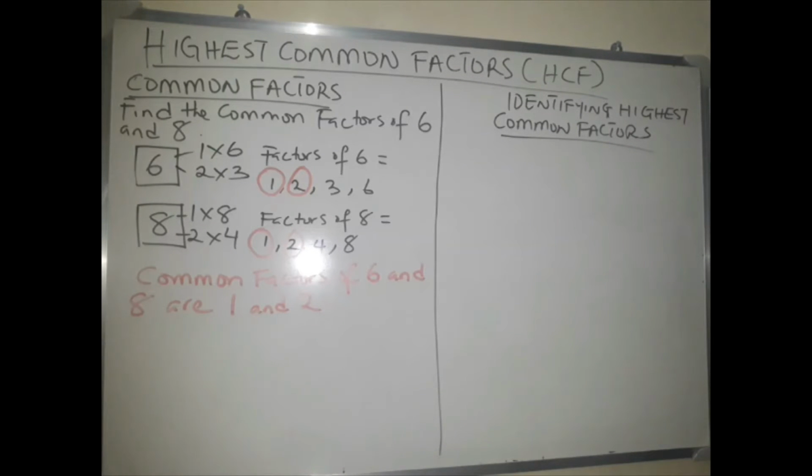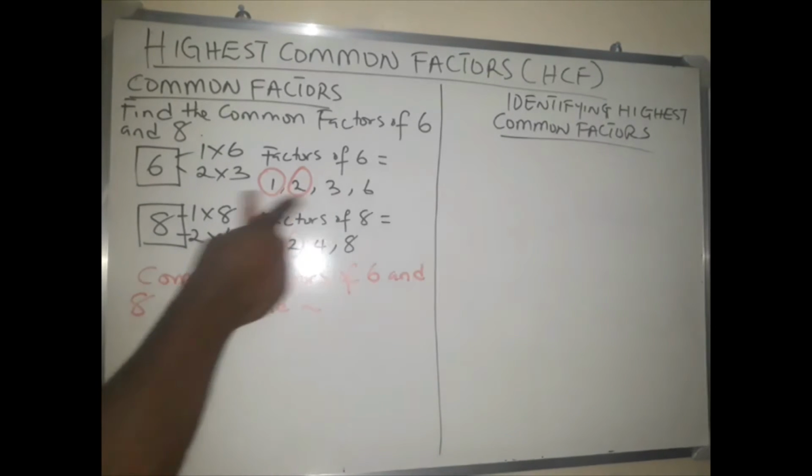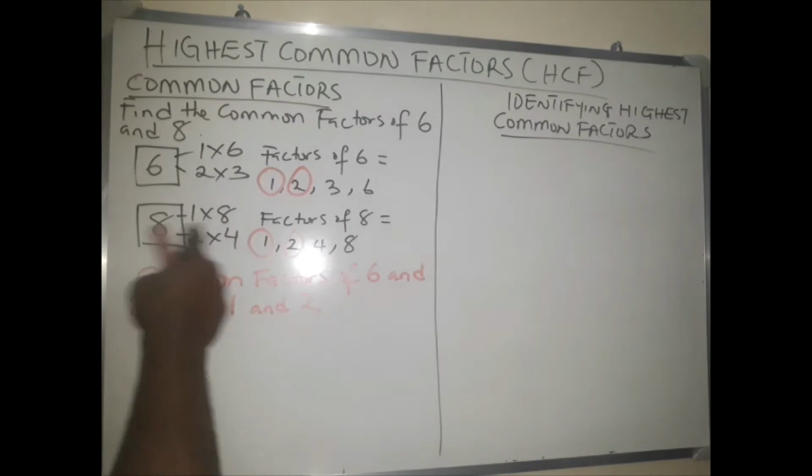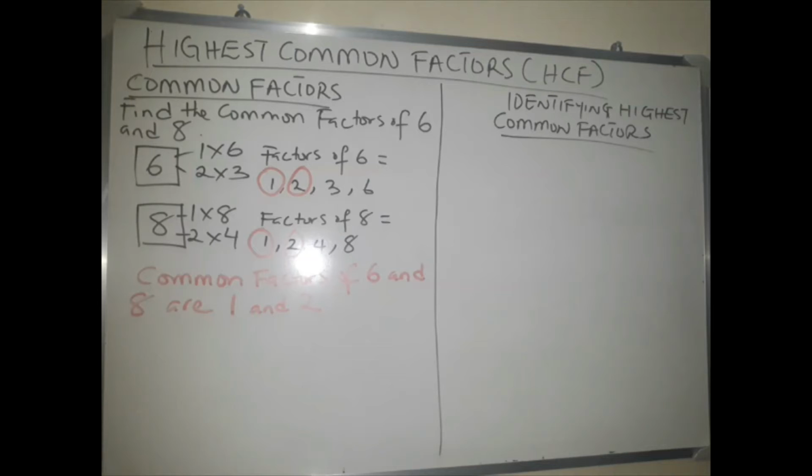And you can see that 1 and 2 are the numbers that can divide 6 and 8 without a remainder, unlike 3. 3 can only divide 6 without a remainder, but it cannot divide 8 without a remainder. And 4 can only divide 8 without a remainder, but it cannot divide 6 without a remainder.